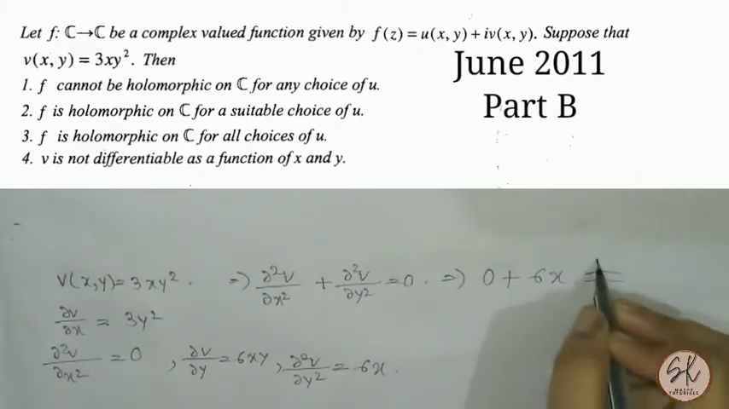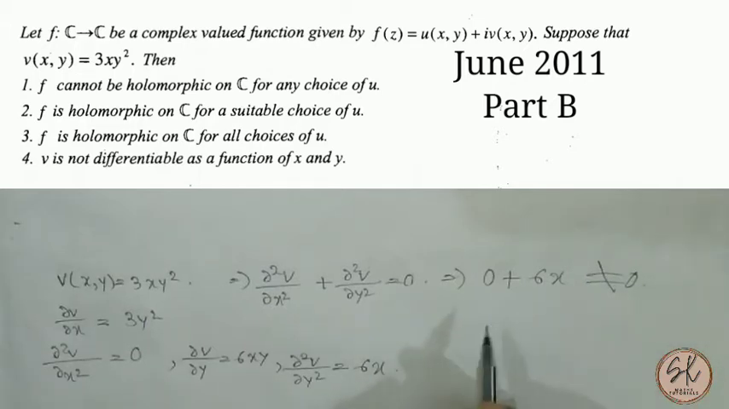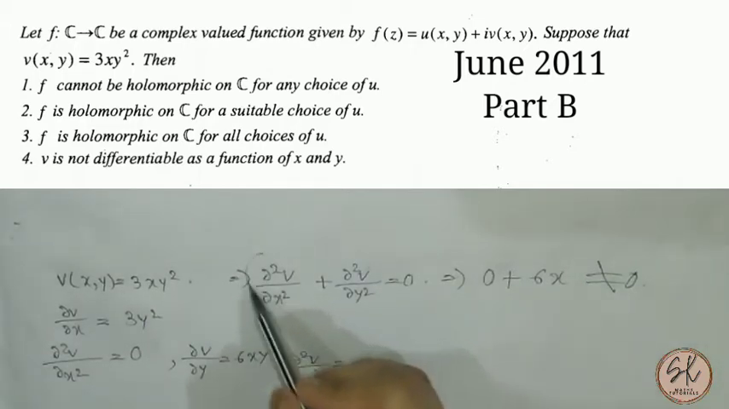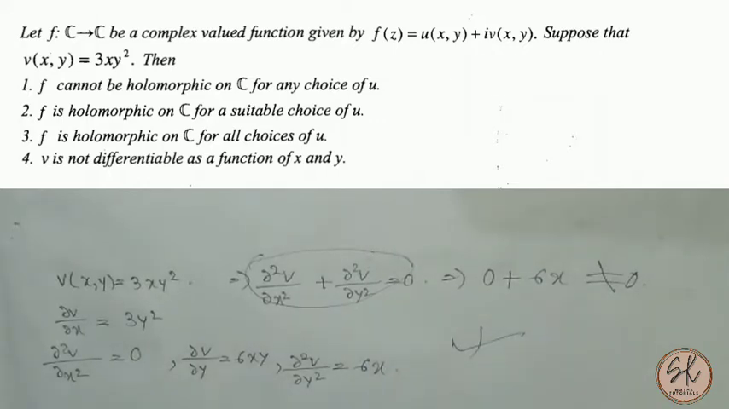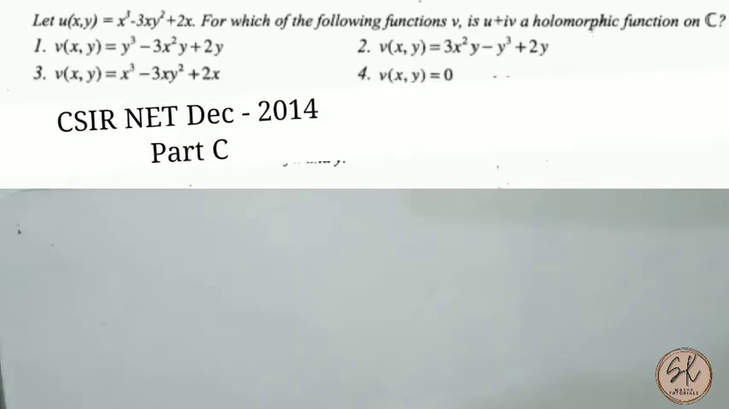Now this is not equal to 0. That means it is not satisfying the Laplace equation. So therefore it is not harmonic. Hence f is not holomorphic on C for any choice of u. So option 1 is correct. Alright. Now let us see another question from CSIR NET that came in December 2014.